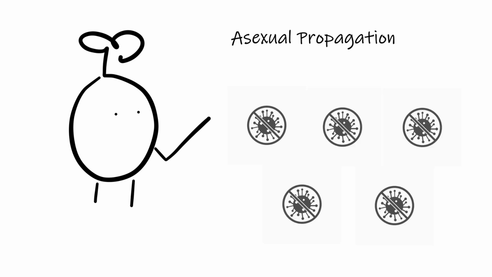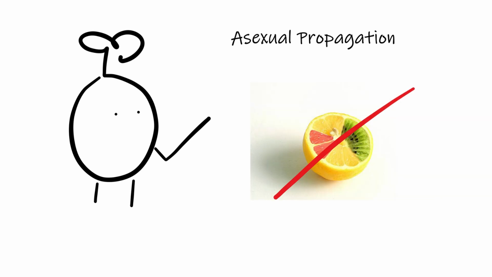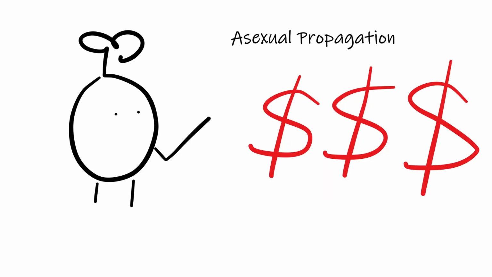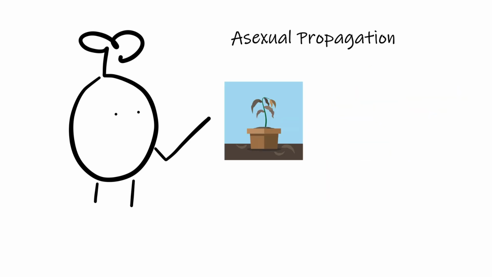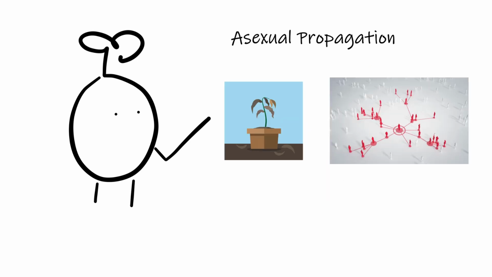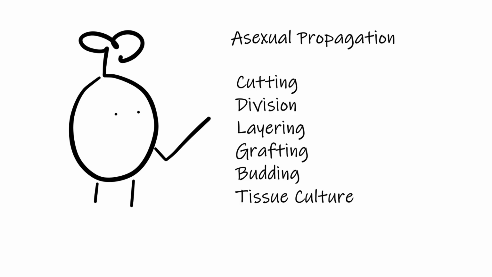Disadvantages can include no new variety or evolution through asexual propagation. It's more expensive. Plants can be short-lived, and the parent plant can transmit viral diseases. Asexual plant propagation can involve methods like cutting, division, layering, grafting, budding, and tissue culture.